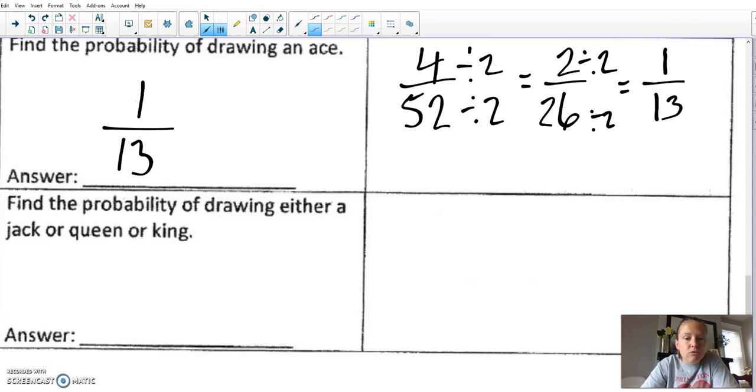Find the probability of drawing either a jack or queen or king. Now, if you're catching on, there are 4 jacks, 4 queens, and 4 kings. 4 plus 4 plus 4, that gives you 12. Again, I am at an advantage because I have them all in front of me right here. So if I were to pull every jack, queen, and king, I should get 12 cards. And I'm going to prove that to you right now.